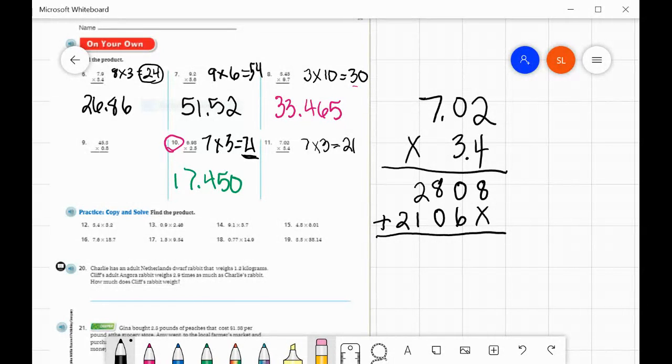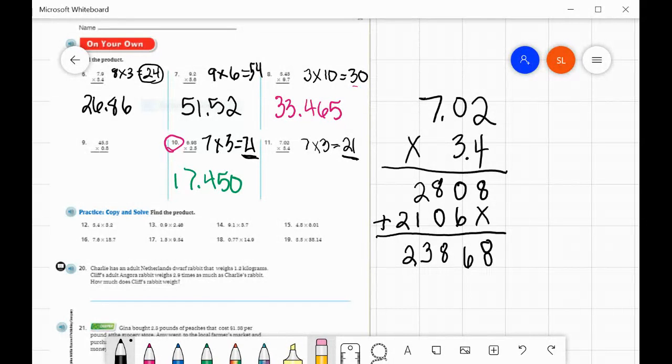And then we're going to add these things together. 8 plus nothing is 8. 6 plus nothing is 6. 8 plus nothing is 8. 2 plus 1 is 3. And 2 plus nothing is 2. So we have 23,868. That is nowhere near 21. So our answer currently is incorrect.